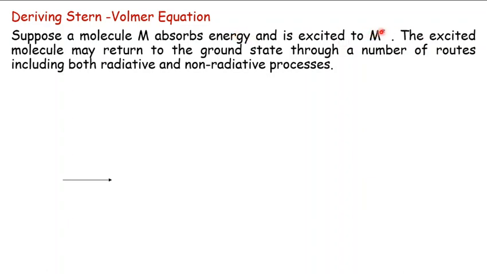Let us say it is excited to M star. The excited molecule may return to the ground state through a number of routes, and these routes will be both radiative and non-radiative. So the excited state will go to the ground state by losing energy, and during this energy loss, some radiations may be emitted and some energy loss may take place without the emission of any radiations, and we call that non-radiative processes.